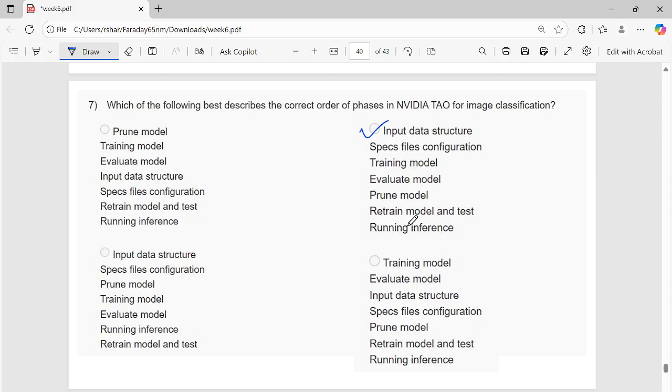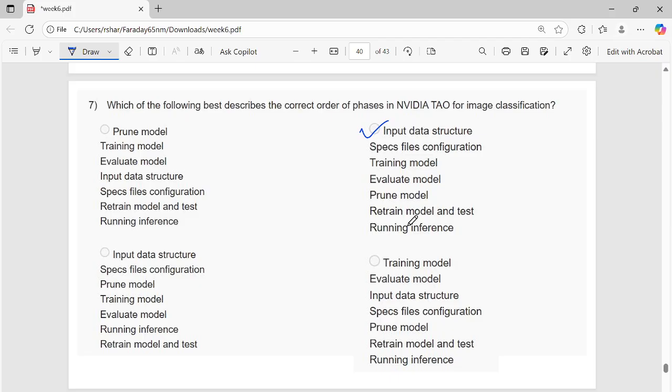So next is the training model. Here the prepared data and specs are used to train the model. Training is where the model learns from the data, which is the core step where the weights get adjusted.